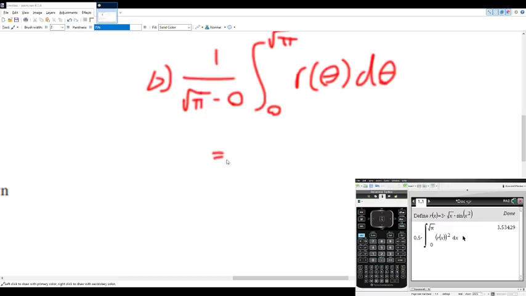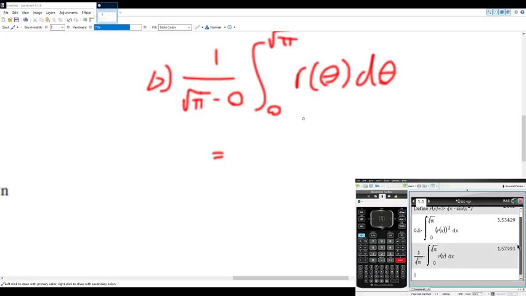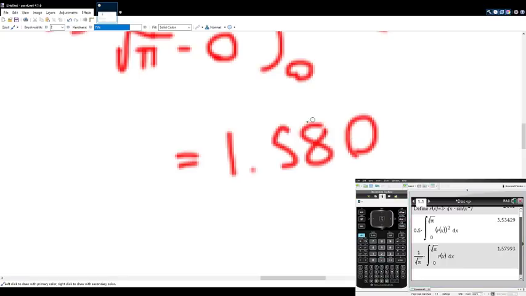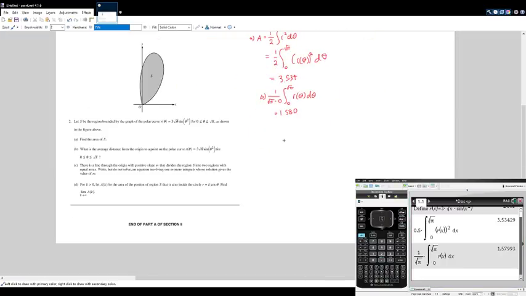And this comes out to be 1 divided by the square root of pi times the integral from 0 to square root of pi of r of x dx. That is 1.580. Yeah, 1.580. That is the answer for part B. Part C says there is a line through the origin with positive slope m that divides the region S into 2 regions with equal areas. Write, but do not solve, an equation involving one or more integrals whose solution gives the value of m.